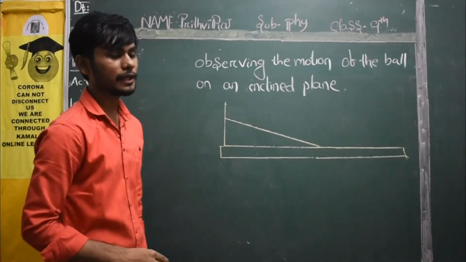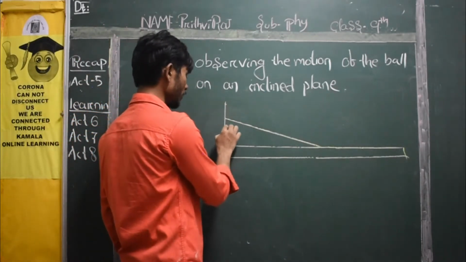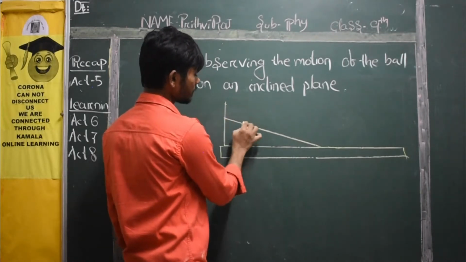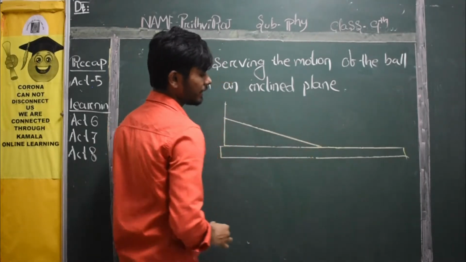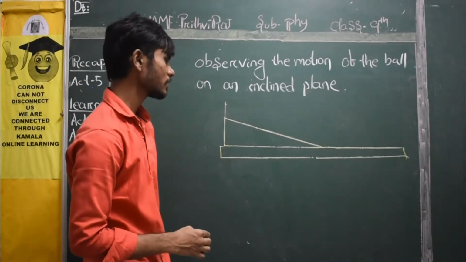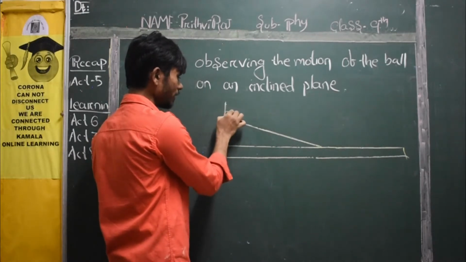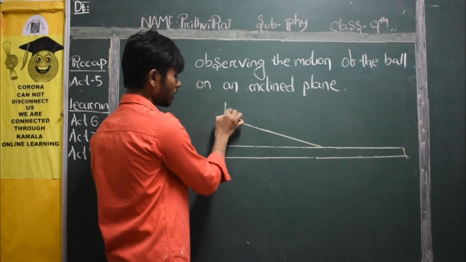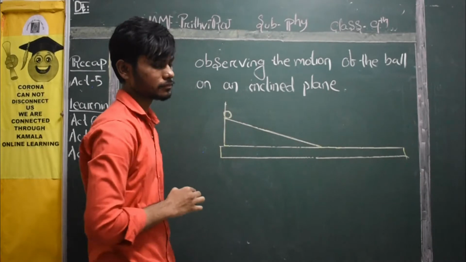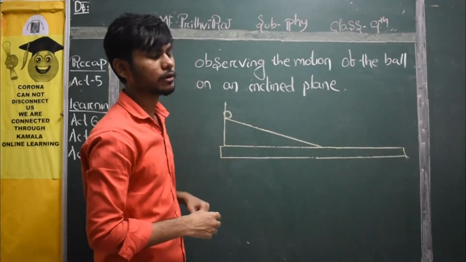As you can see, let us assume this is a table, and we have placed an inclined platform over here. Incline means one side is upward, and the other side creates the slope. Now what we will do, we will place one ball over here. This is our starting point. Look at your watch. Now we will leave the ball.